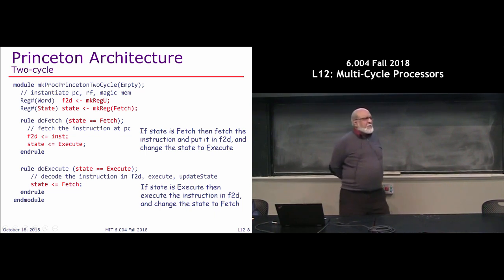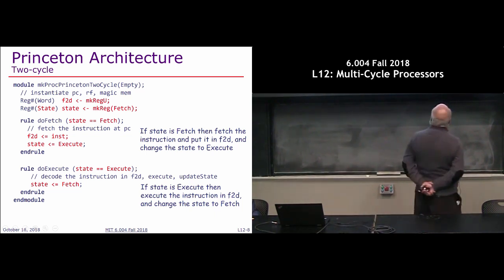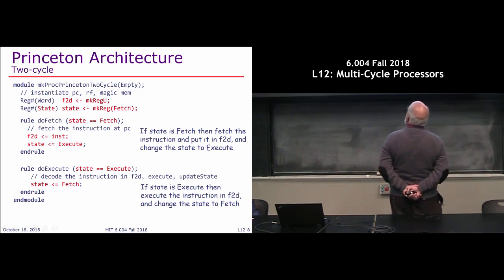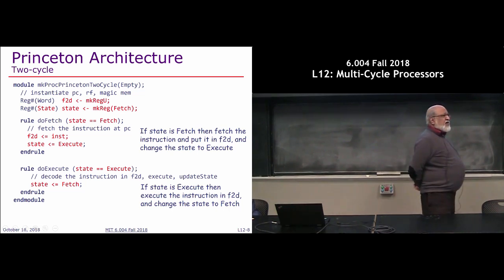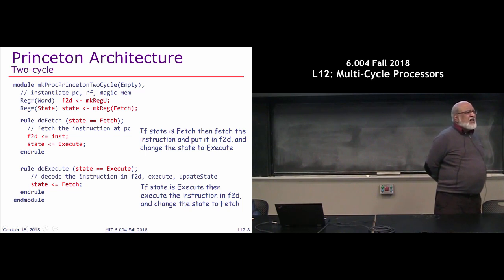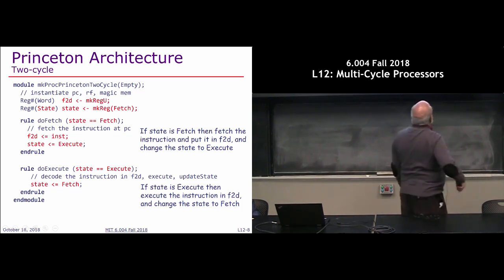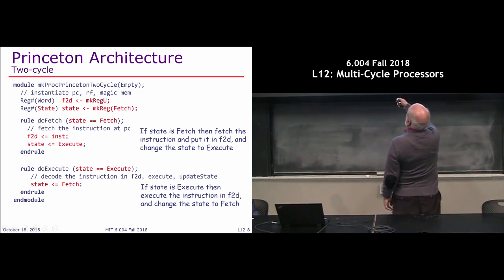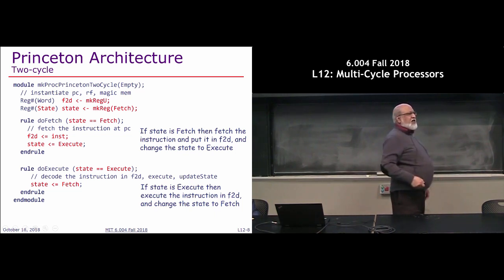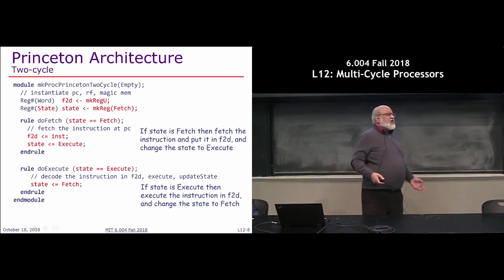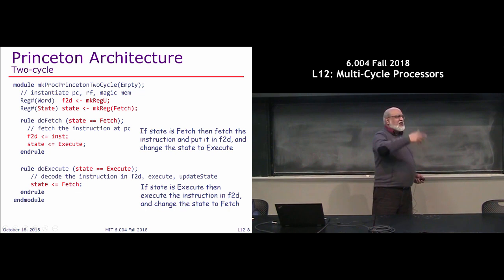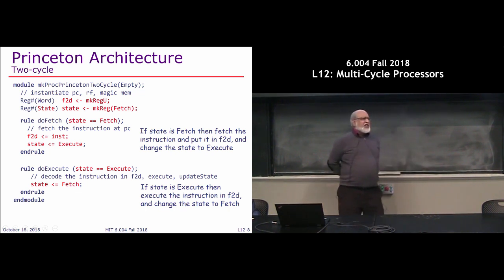Yes? In the do fetch rule, when we set F2D to the instruction, where is the instruction coming from? From the memory, I just wrote it down here. Instantiate PCRF mem. Oh, sorry, here. So fetch the instruction at PC. That involves reading the memory. I didn't write the code, so I'm also often going to be writing such comments, right? Hopefully it makes the slide easier to read.